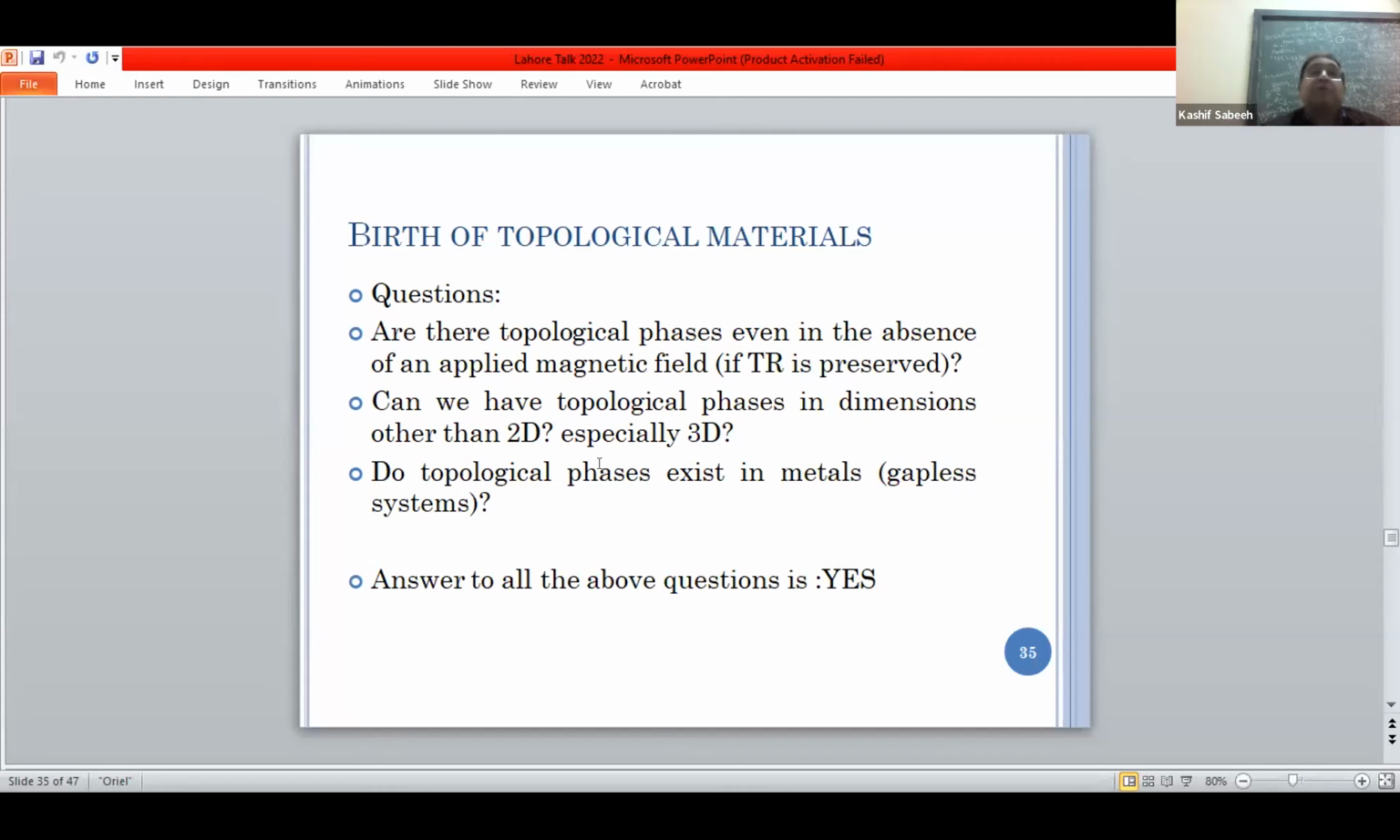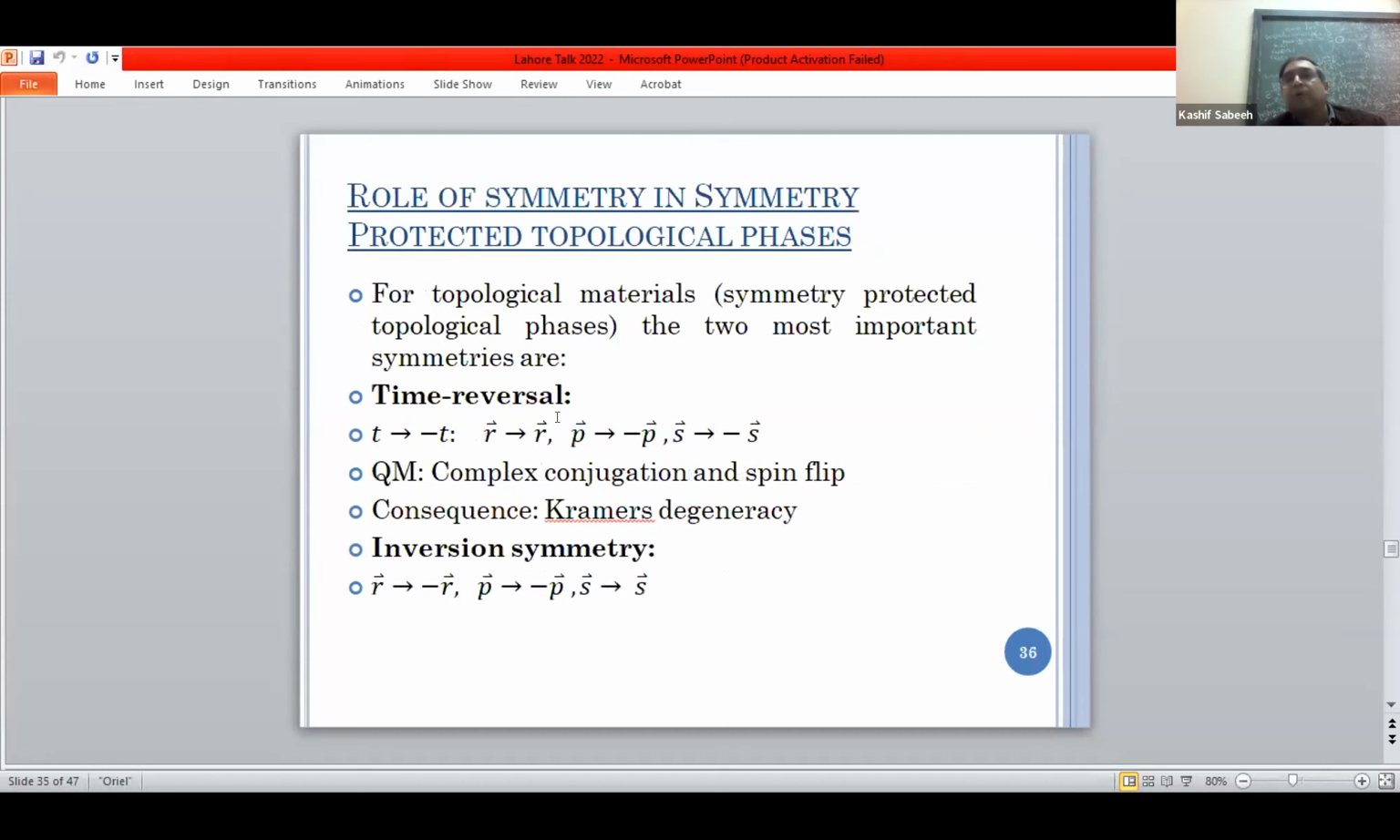Another question is, can you have topological phases in dimensions other than 2D, for example, 3D or 1D? Because the quantum Hall insulator that we discussed earlier is specifically a two-dimensional system. And do topological phases also exist in metals, in systems which have no gaps? That was another very important question. In fact, it turns out that the answer to all these questions is yes, and it took a while for the community to arrive at that answer. But let's quickly go over some of these.